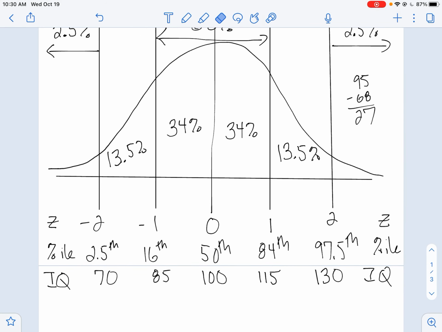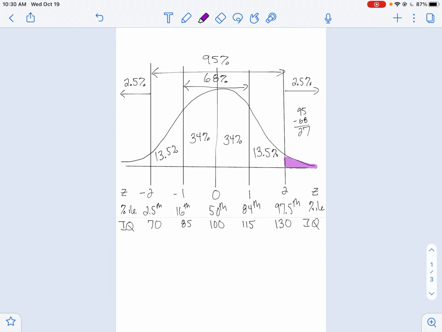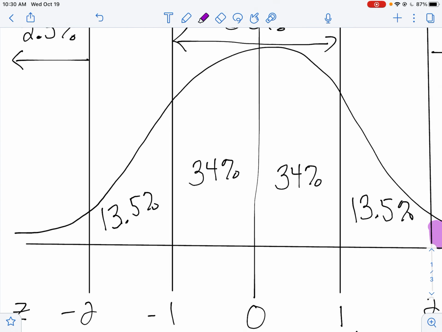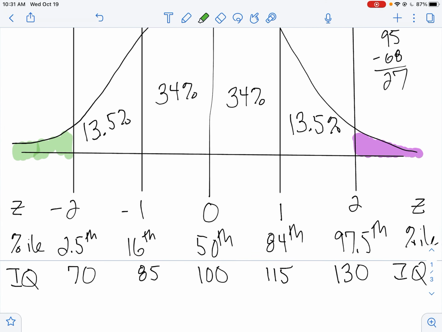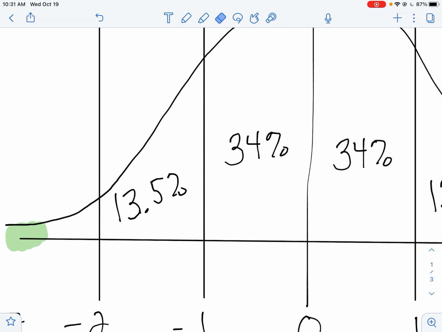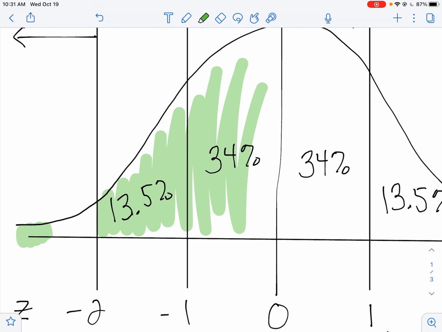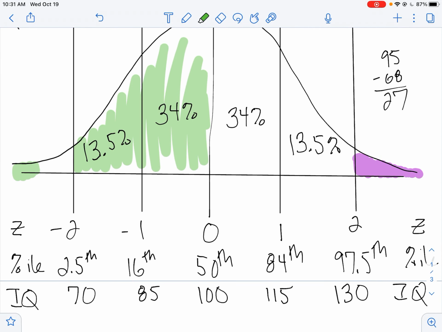You can even go a little bit further with this if you want. You could say that 2.5% of IQs are above 130. You could also say that 2.5% of IQs are less than 65, I believe. No, 70. There you go. I could tabulate this a little bit further. Watch this. I'm going to get crazy here. 47.5% of IQs are between 70 and 100.